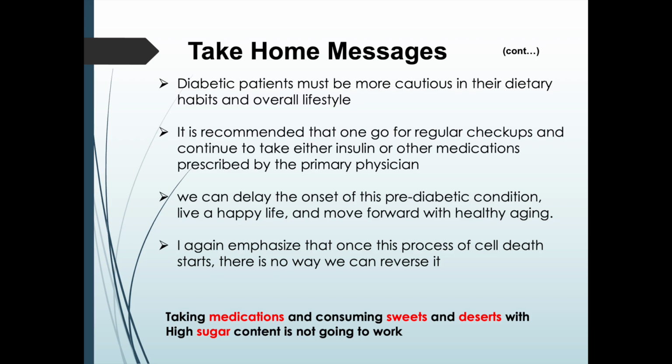So again, I'm emphasizing that once this process of beta cell death starts, there is no way we can reverse it. Taking medication and consuming sweets and desserts with high sugar content is not going to work. So you have to completely check at that point. If you are pre-diabetic or diabetic, you have to completely stop taking simple sugars. You can eat fruit, but again, portion size is important. It doesn't mean you eat so many fruits at a time.